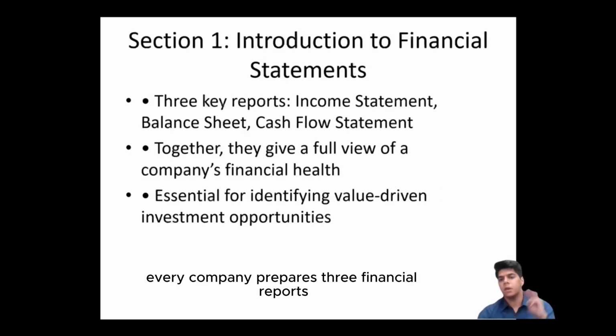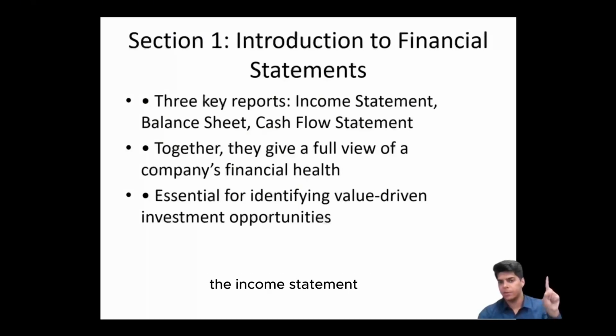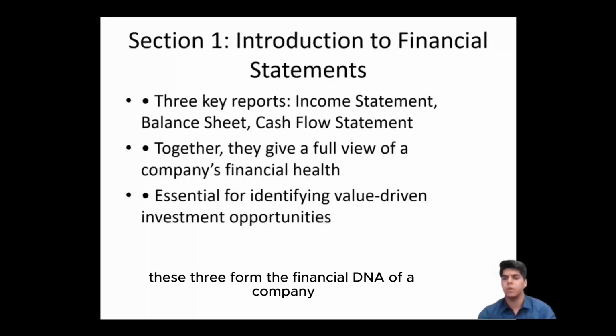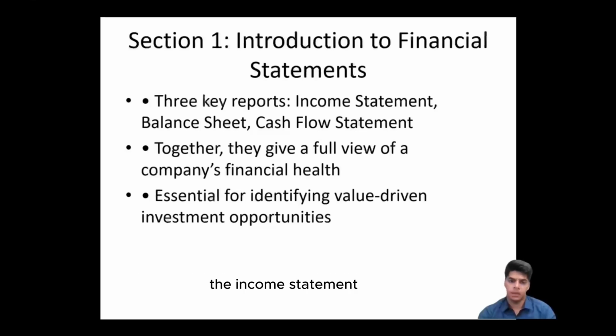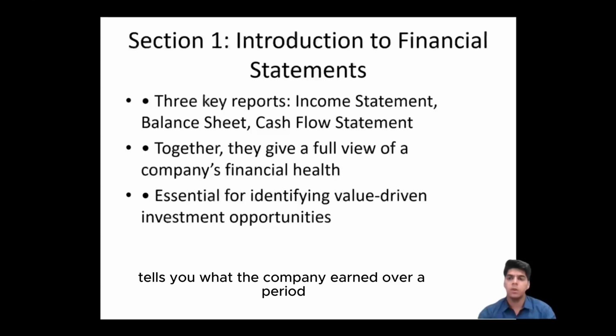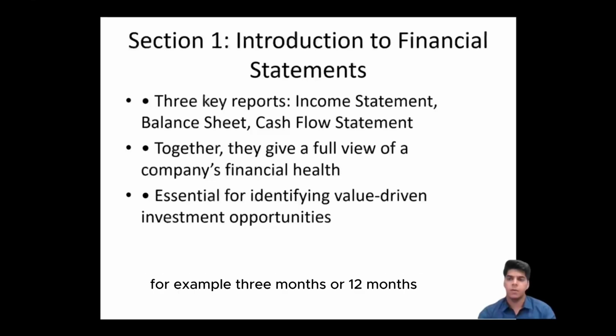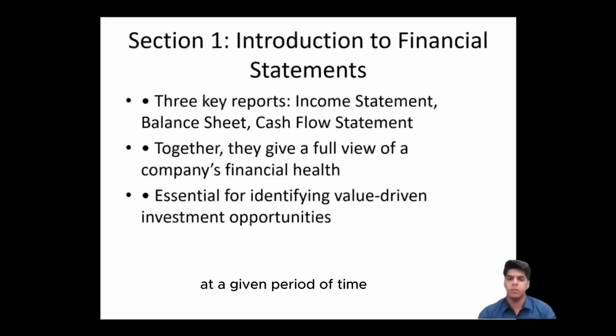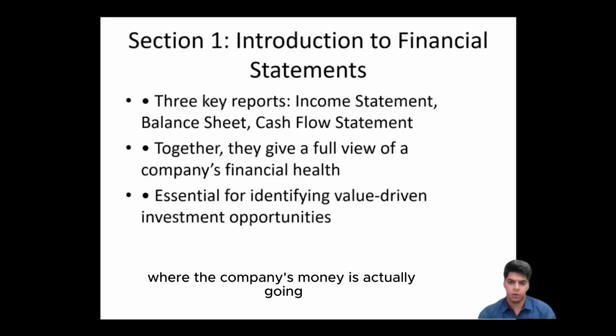Every company prepares three financial reports: the income statement, the balance sheet, and the cash flow statement. Together, these three form the financial DNA of a company, each one showing a different perspective of performance. The income statement tells you what the company earned over a period, for example, 3 months or 12 months. The balance sheet shows what the company owns and owes at a given point in time. The cash flow statement reveals where the company's money is actually going.